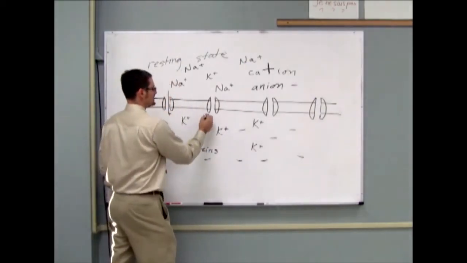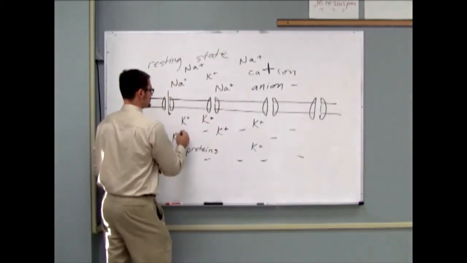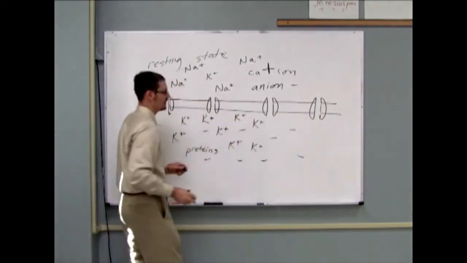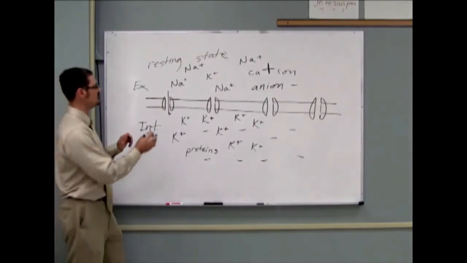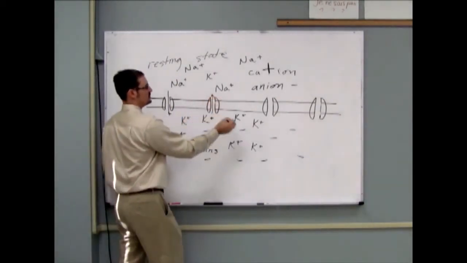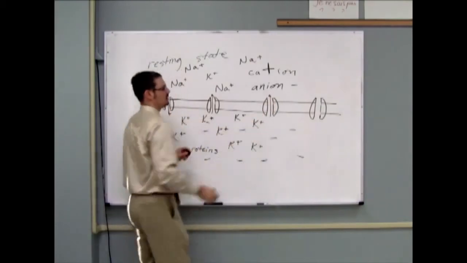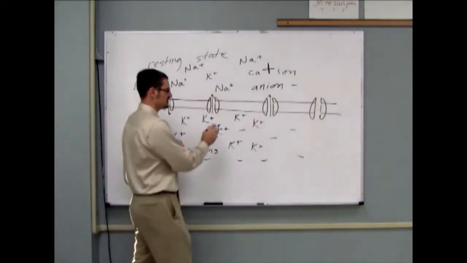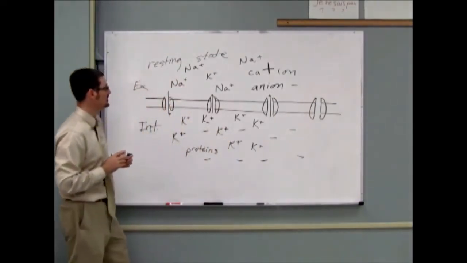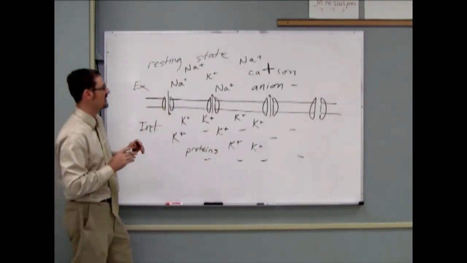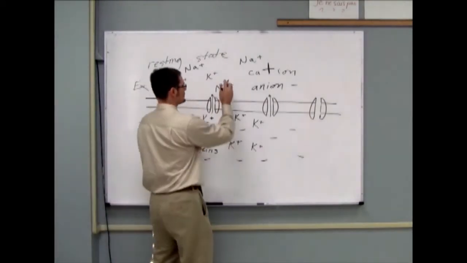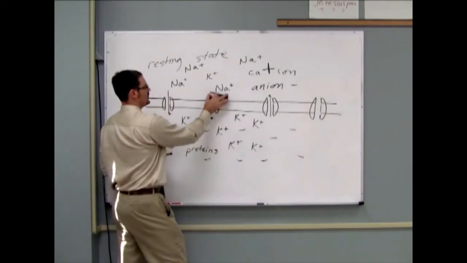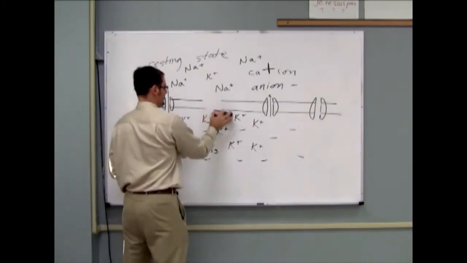But at some point, there's so much potassium that it begins to leave the inside of the neuron. It travels down its concentration gradient. There's so much potassium here on the inside of the neuron that it travels down its concentration gradient to the exterior.